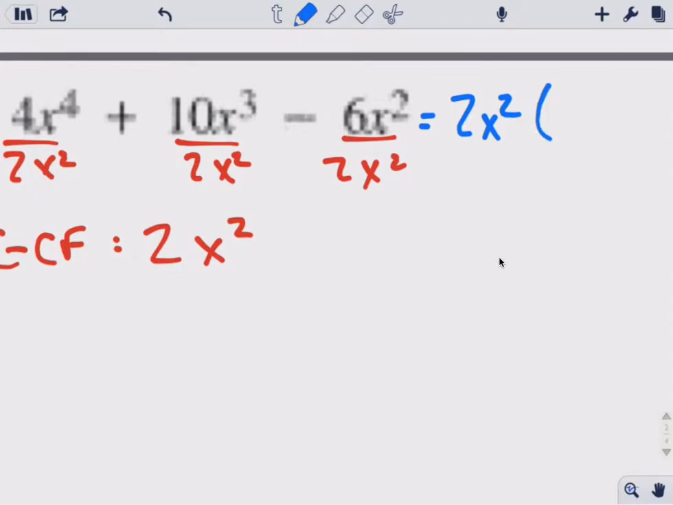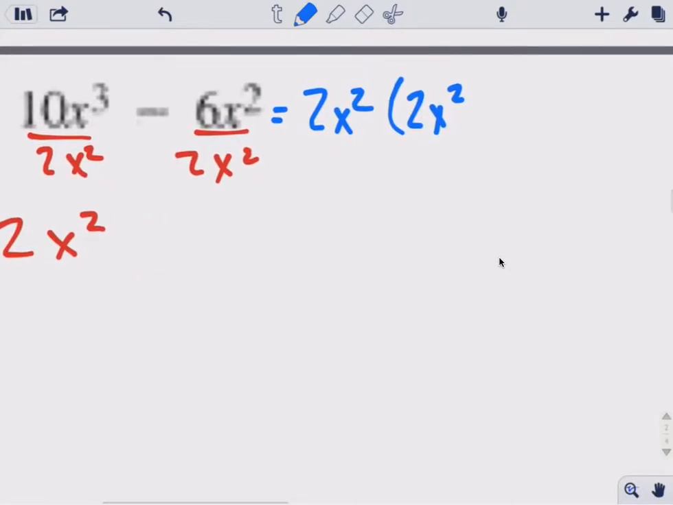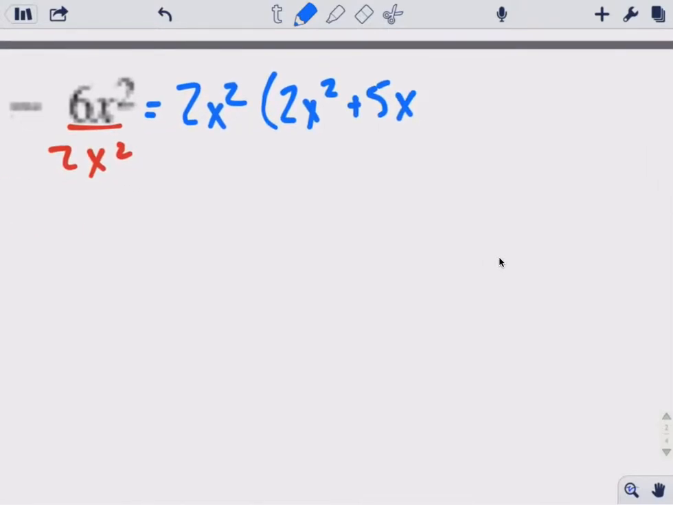4x to the fourth divided by 2x squared is 2x squared. 10x cubed divided by 2x squared is 5x. Negative 6x squared divided by 2x squared is negative 3. Now this is a quadratic. We've talked about quadratics. We need to factor this, and so a is equal to 2, b is equal to 5, c is equal to negative 3.